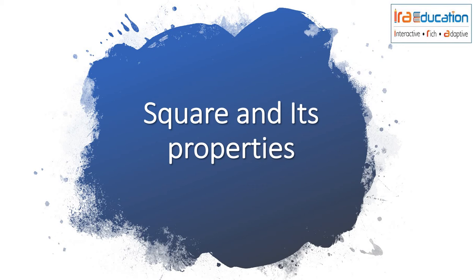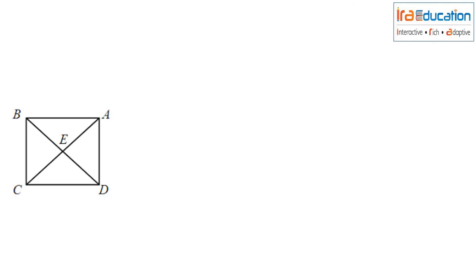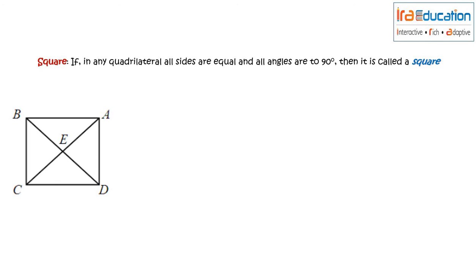Hi, as a part of this lesson series on quadrilaterals, let us discuss a few properties of squares. If in any quadrilateral all sides and all angles are equal and they are equal to 90 degrees, then it is called a square.